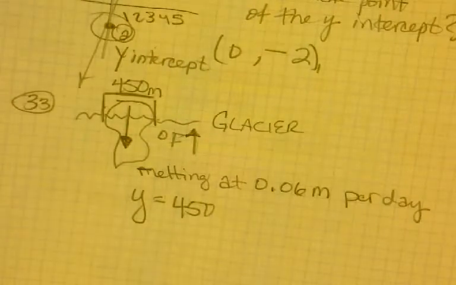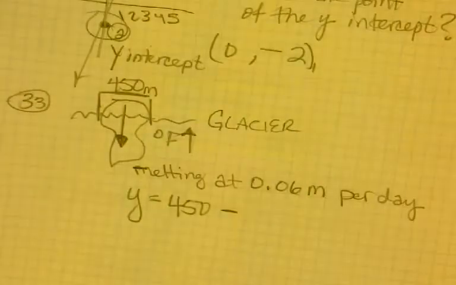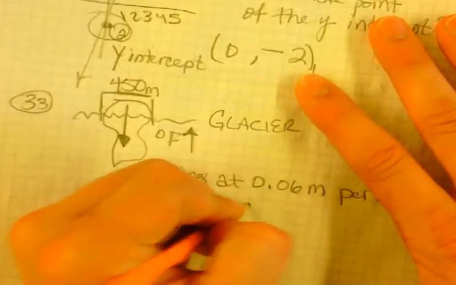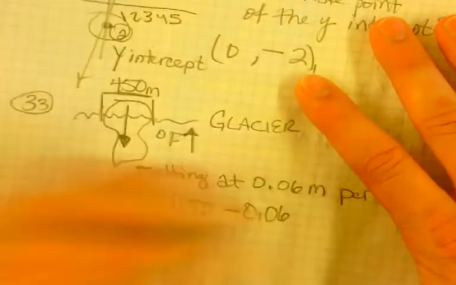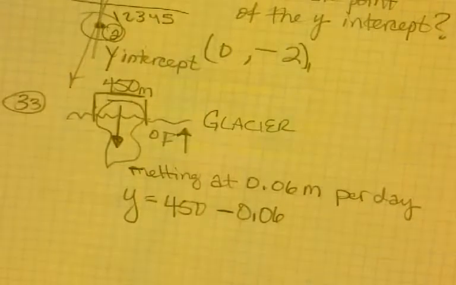Now, Jenny, is our ice getting bigger or is our ice getting smaller here? It's getting smaller. So let's use a minus sign for smaller. All right, how fast, though, is it melting off? Giselle, how fast are we going? Yeah, 0.06 meters per day. So minus 0.06 per day. Thank you.